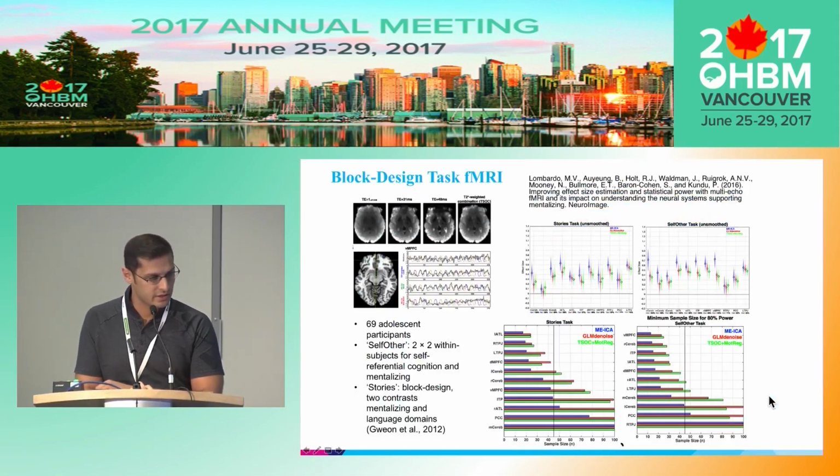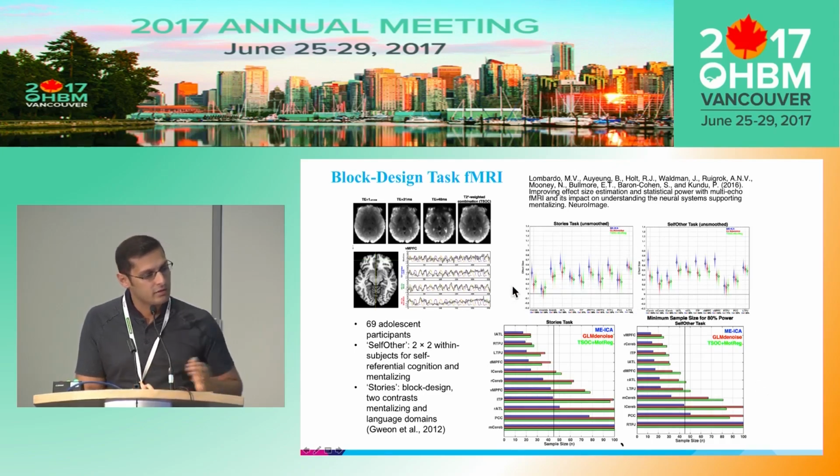Just to give you some more applications. A really important study by Mike Lombardo and I, we wanted to see how multi-echo ICA would perform in task in the mentalizing domain. And we used two tasks. One's a mentalizing task, and the other's a stories task. They're both in block design, and they're both comparing two contrasts.